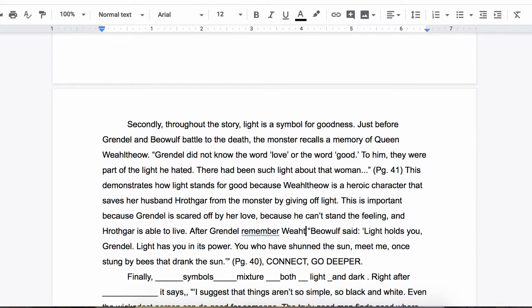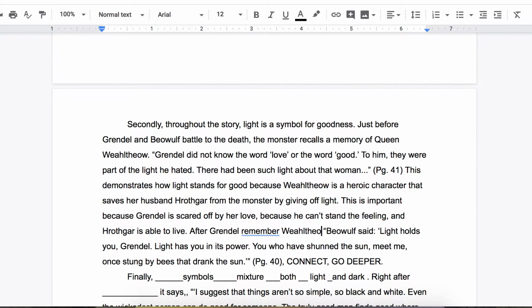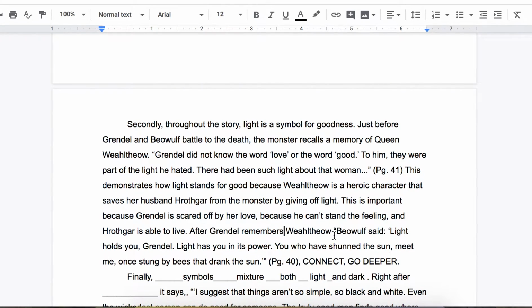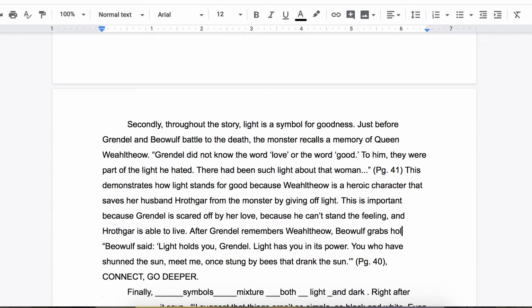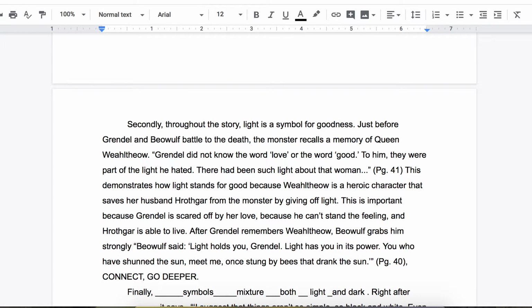Wealhtheow, I feel like I'm spelling that wrong. Beowulf grabs hold. So you'll notice I said grabs hold of him, but I changed that to grabs him strongly because I see that hold, it isn't here. And when you want to use a different way of saying that, Beowulf grabs him strongly.